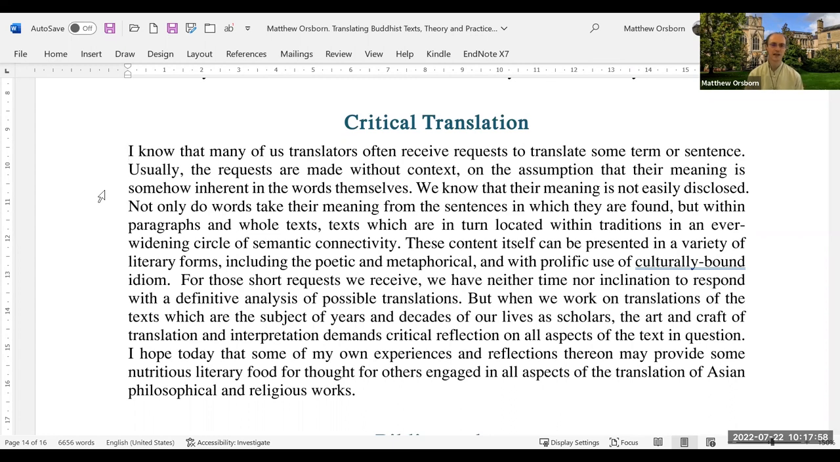Not only do words take their meaning from the sentences in which they're found, but within paragraphs and whole texts. Texts which are in turn located within traditions in an ever widening circle of semantic connectivity. This content itself can be presented in a variety of literary forms, including the poetic and metaphorical, and with prolific use of culturally bound idiom. So for these short requests that we often receive, we have neither time nor inclination to respond with a definitive analysis of possible translations, just no time.